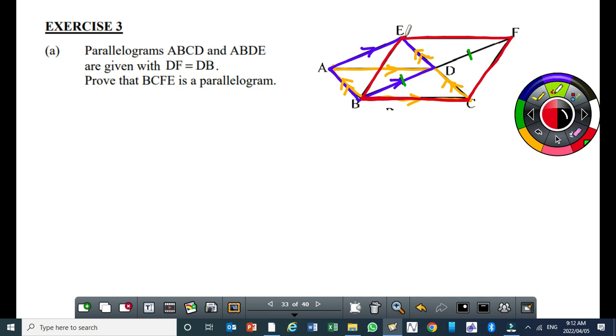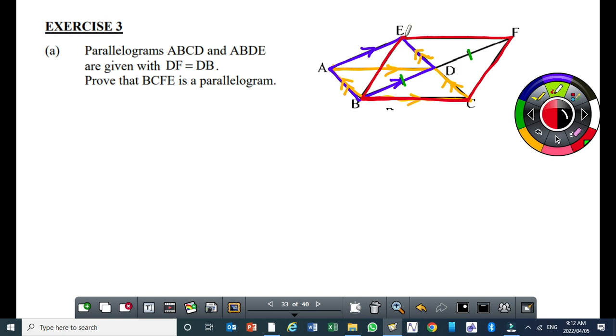Alright? Now, before you think about answering this question, you need to ask yourself, which property of a parm are you going to use to prove that the quadrilateral is a parm? So you have to think about the property first. Okay? Now, in my case, because that quadrilateral BCEF, it has got diagonals inside. If I can prove that the diagonals bisect each other, okay, which means I just have to prove that ED is equal to CD. I'm already told that BD is equal to DF.